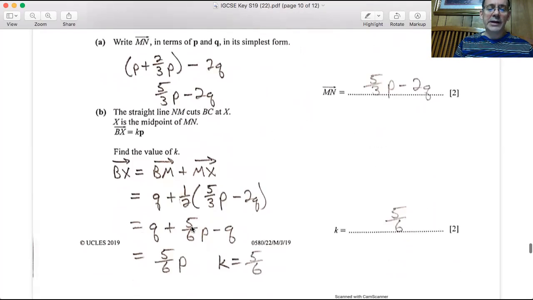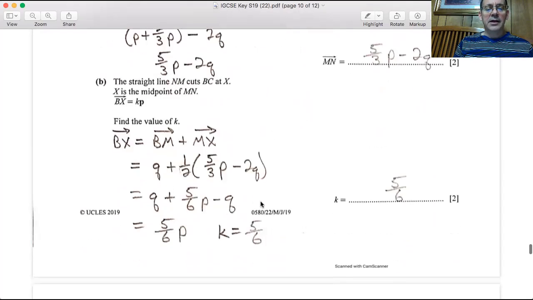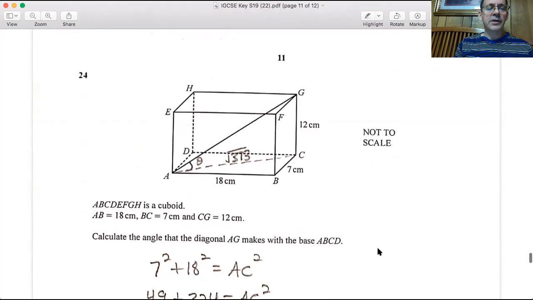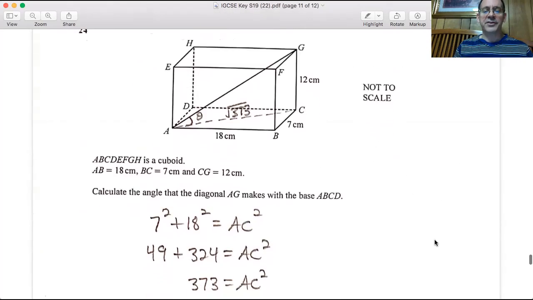So distribute the 1/2, you get 5/6 p minus q. Then put all that together. Here q minus q cancels out, and that just leaves us with the 5/6 p. Notice BX is a fraction of p, so the 5/6 is our fraction. k equals 5/6. Moving on to number 24, we have this rectangular prism, and they call it a cuboid.